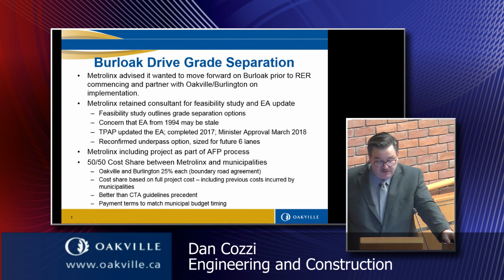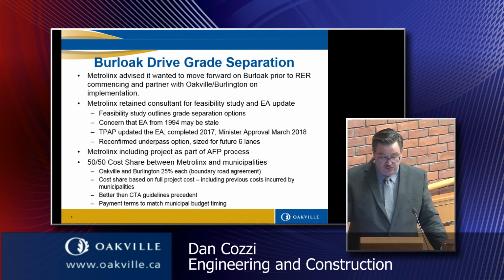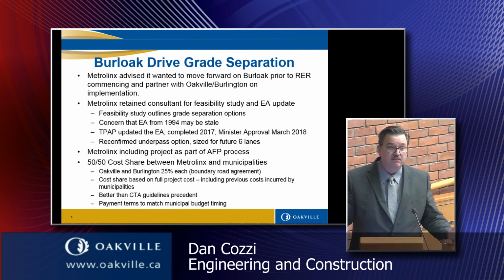The cost share in this case is based on the full project cost, including previous costs incurred by municipalities. That may seem simple enough, but typically the cost-sharing agreements on grade separations are not usually a 50-50 on the whole thing. The Canadian Transportation Agency outlines guidelines for cost-sharing agreements between municipalities and a rail authority. Generally, they have 3 options.